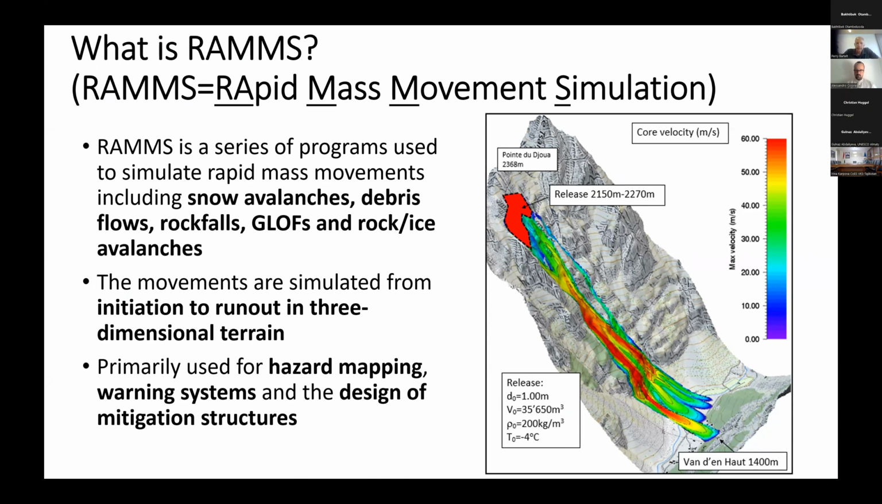RAMS simulates movements from initiation to run out, and I've tried to show this here. This is a snow avalanche simulation, and you see that we define the starting zone, and our goal with RAMS is to find how the flow moves in true three-dimensional terrain, primarily the run-out distances of the flow, or also the velocities and the impact pressures. RAMS is used throughout the world, primarily for hazard mapping, but also to set up warning systems, and also increasingly the design of mitigation structures, such as rockfall dams, avalanche dams, debris flow mitigation measures, and also rockfall mitigation measures.